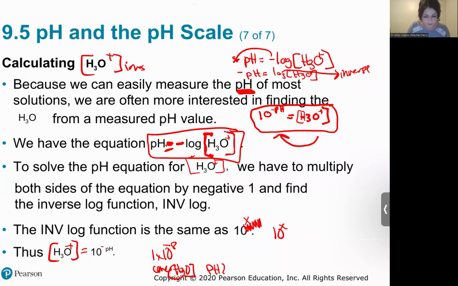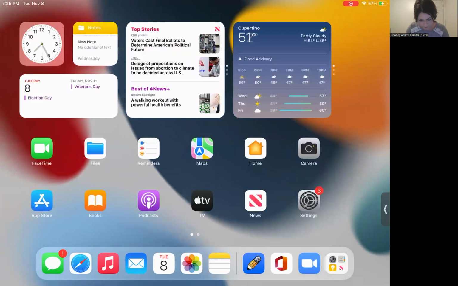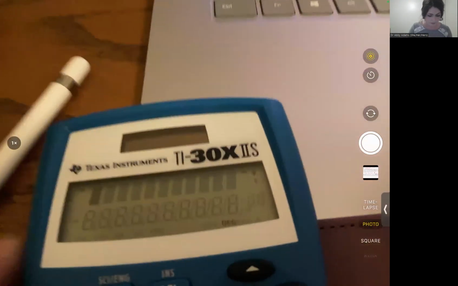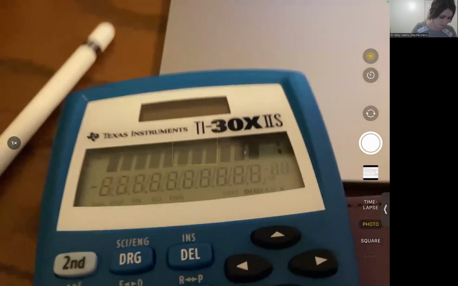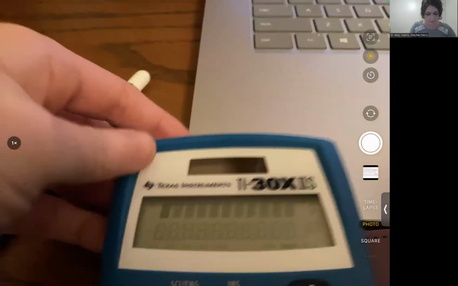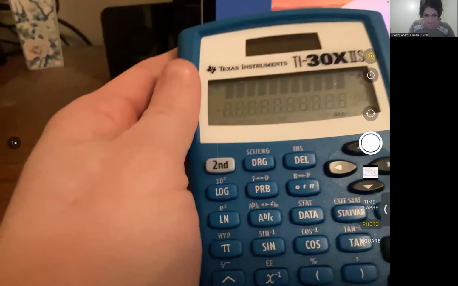Okay, let me see if I can pull up my camera on here. Yes, so now I should be able to show you. All right, so what I'm gonna have to do is, this is sort of goofy. Okay, so I'm going to hit, all right, there we go.